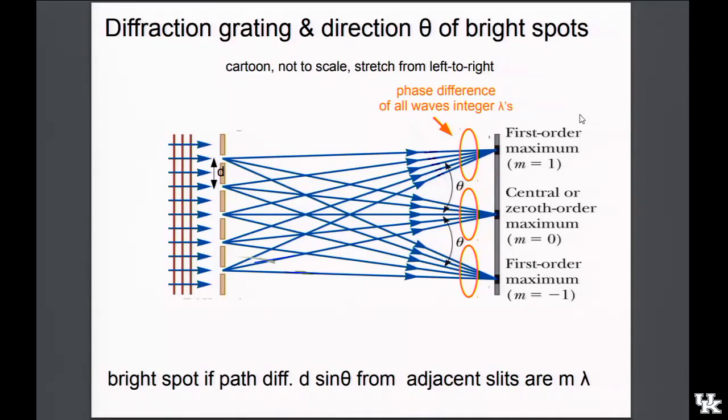You don't see it split into all these patterns of different colors. If you look away from the lamp, over there or over here, you see this first maximum and this first maximum down here. This is where the paths from all the slits differ by whole numbers of wavelengths. And this is where you're seeing the diffraction rather than the direct light.